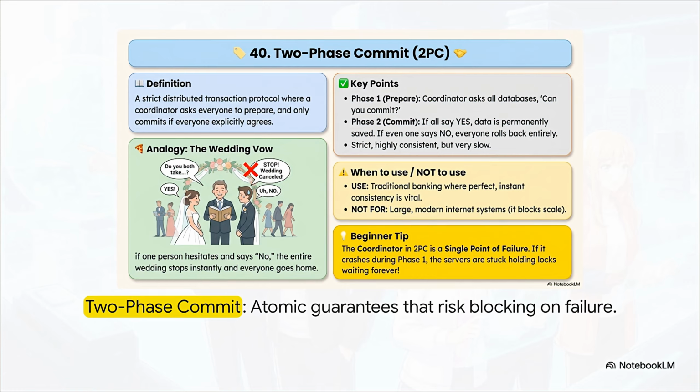Now, 2PC gives you perfect instant consistency by making a coordinator ask all databases if they can commit, kind of like a wedding vow. But it creates a highly dangerous single point of failure. Because if the coordinator crashes during phase 1, all your servers are stuck holding locks, and that will completely bring modern internet scale throughput to a grinding halt.